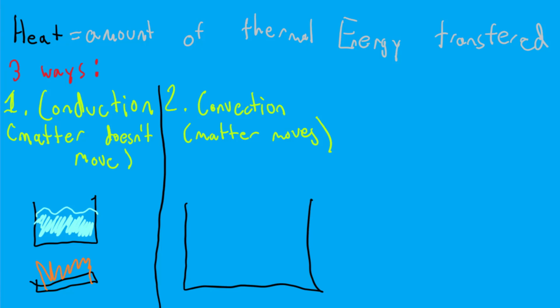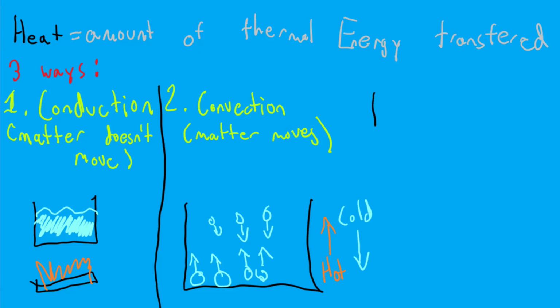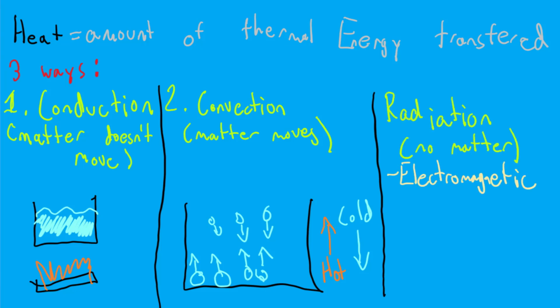Take, for example, the water in a pot. The hot water wants to go up, while the cold water wants to go down. Matter is moving, which means this is convection. The final way thermal energy can be transferred is with radiation. This involves no matter. Take, for example, electromagnetic radiation. This is like the sun.